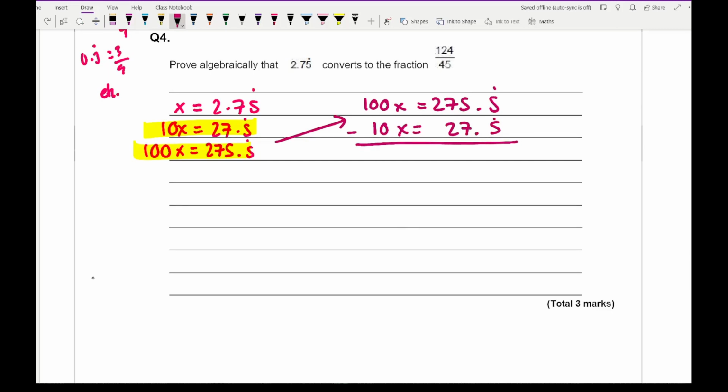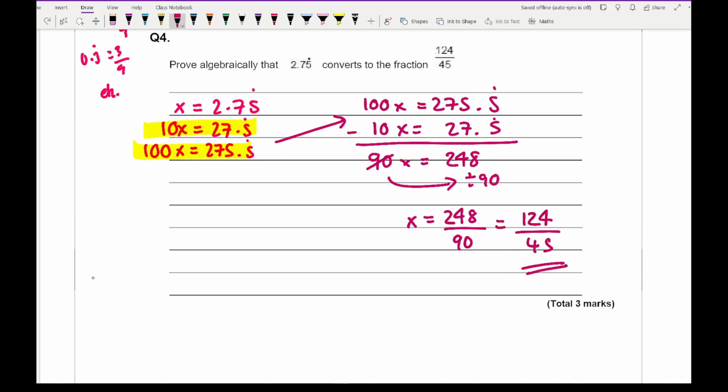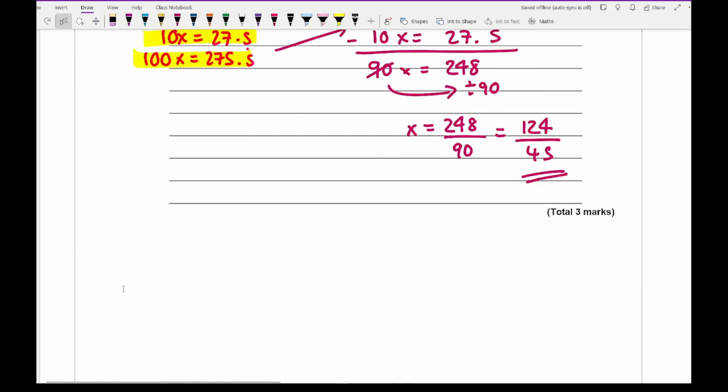So then all I'm left to do is simply take the two things away. And so what I should end up with is 90x equals 275 take away 27, which gives me 248. Take the 90 over to the other side. So I'm left with x equals 248 divided by 90, which simplifies to give me 124 over 45. I'll leave that as an improper fraction because that's what it's asking me to show.